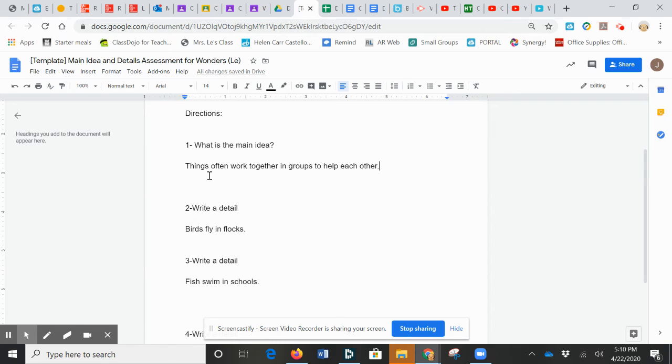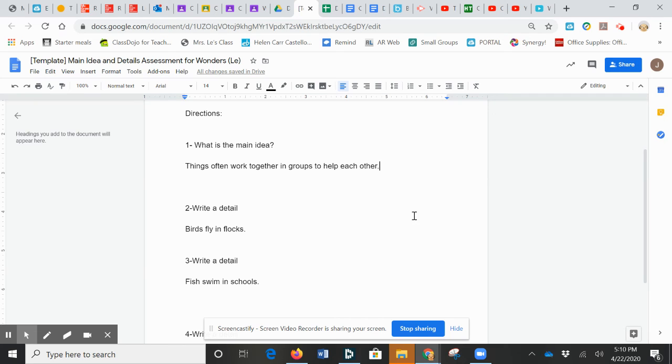So what I can say is this. Things often work together in groups to help each other. I can feel confident this is the main idea because number one, I can look at the heading, and the heading of this paragraph in blue letters said working together. So I know that all of the things in the paragraph have something to do with working together. And I know from these details about birds and fish and cars that they are all things that are working together in a group in order to help each other. So I can feel confident that that is the main idea of the passage.